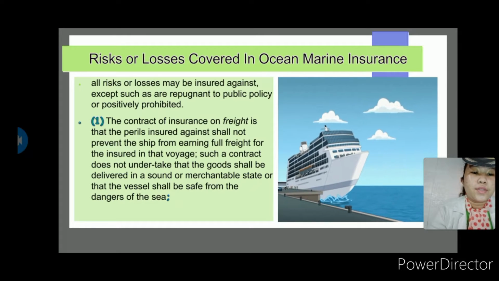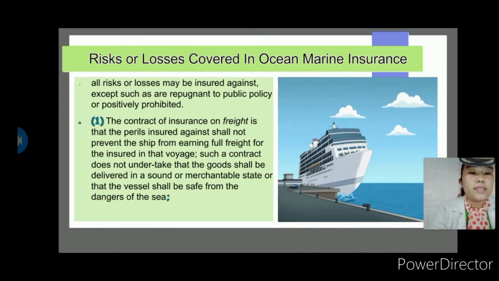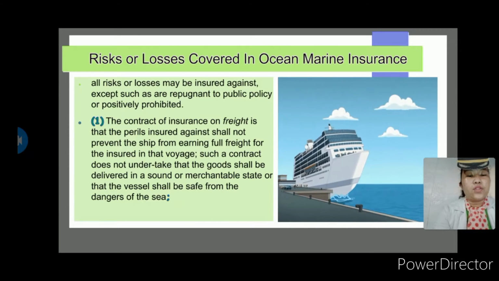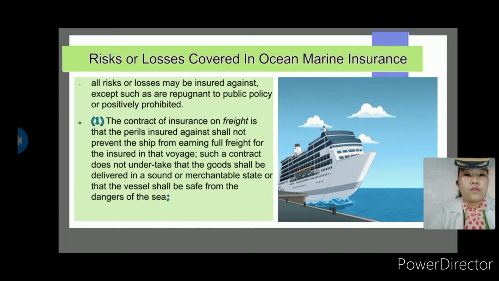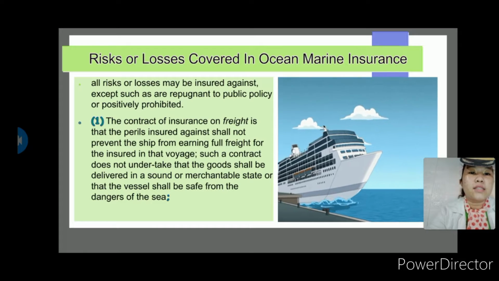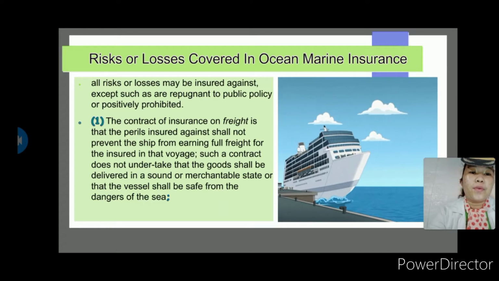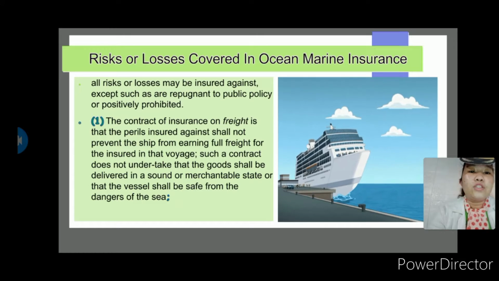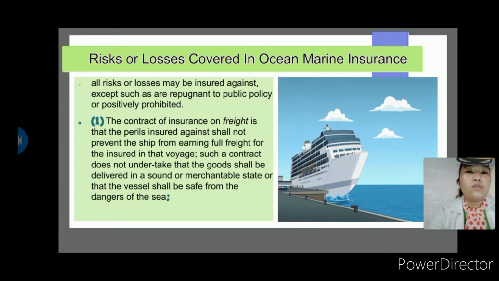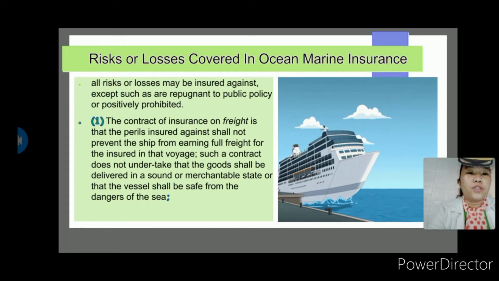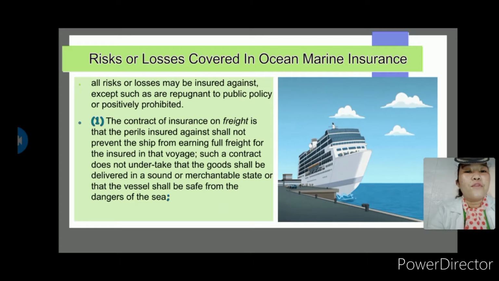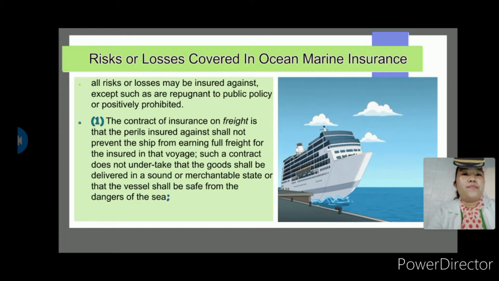So of course, to sustain a recovery on a marine policy, the loss must be occasioned by a risk or peril insured against. Thus, first we have the contract of insurance on freight, in which the perils insured against shall not prevent the ship from earning full freight for the insured in that voyage. Such a contract does not undertake that the goods shall be delivered in a sound or merchantable state, or that the vessel shall be safe from the danger of the sea.